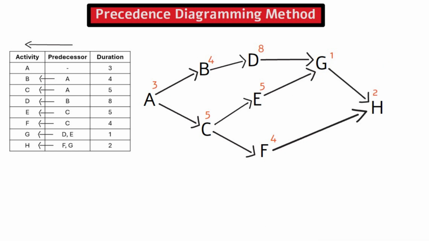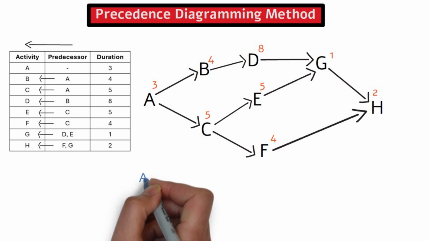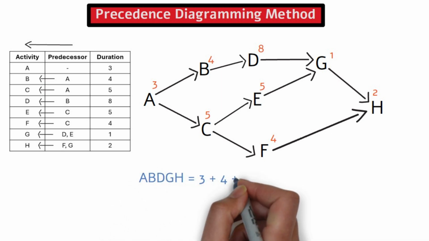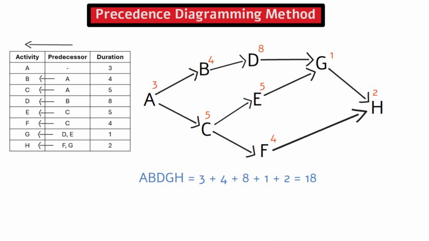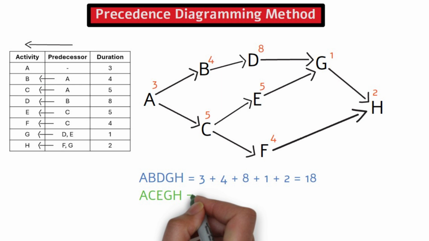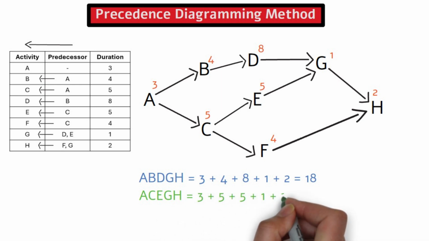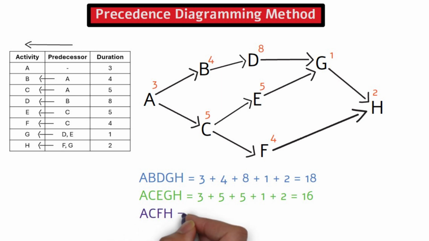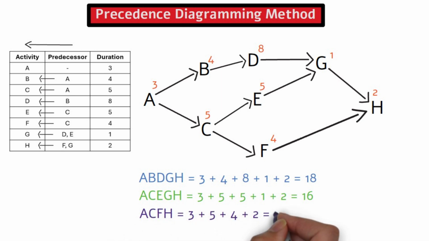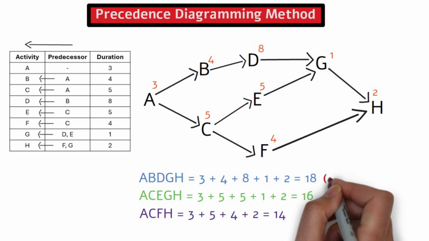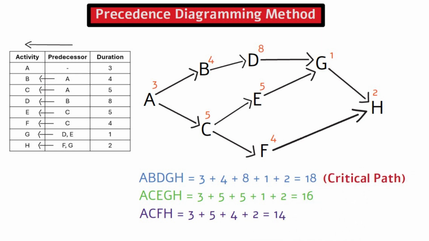We have 3 paths. The duration for the path ABDGH equals 3 plus 4 plus 8 plus 1 plus 2 equals 18. The duration for the path ACEGH equals 3 plus 5 plus 5 plus 1 plus 2 equals 16. The duration for the path ACFH equals 3 plus 5 plus 4 plus 2 equals 14. In our diagram, ABDGH has the longest duration and therefore it is the critical path. In other words, this project will need at least 18 days to complete without any delays.